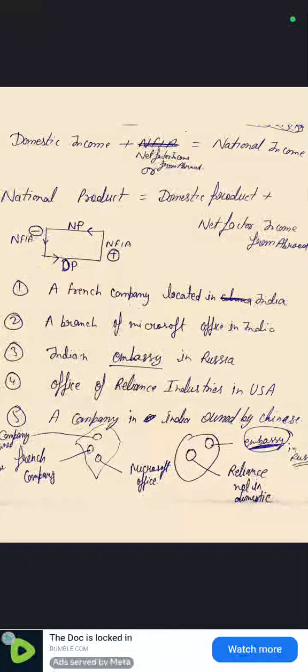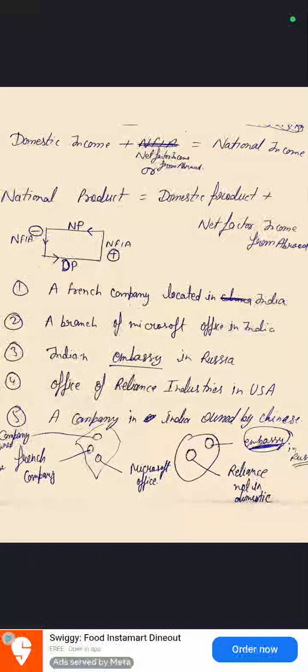If a French company is located in India, it comes in domestic territory because it works here. A branch of Microsoft in India is located in India, so it is definitely domestic territory. The Indian embassy works in China. An embassy is an international asset, so wherever it is located, it comes in the domestic territory of that country. So it is in the domestic territory of India.